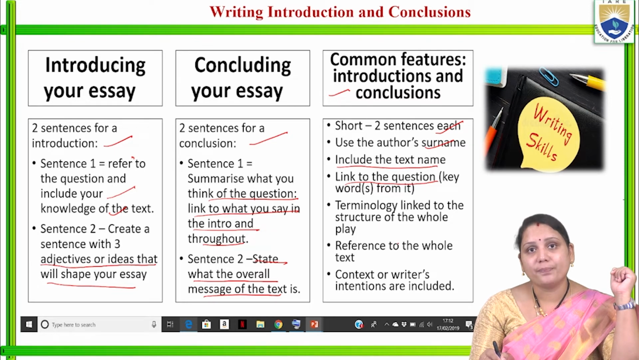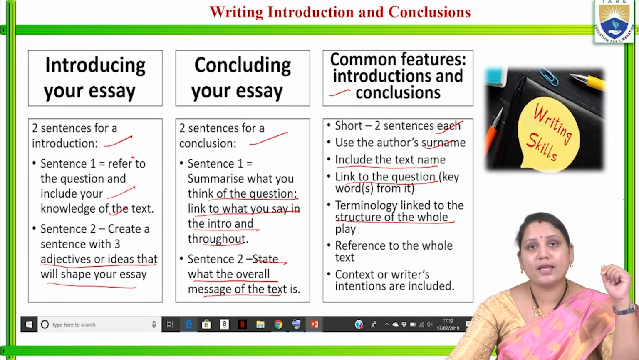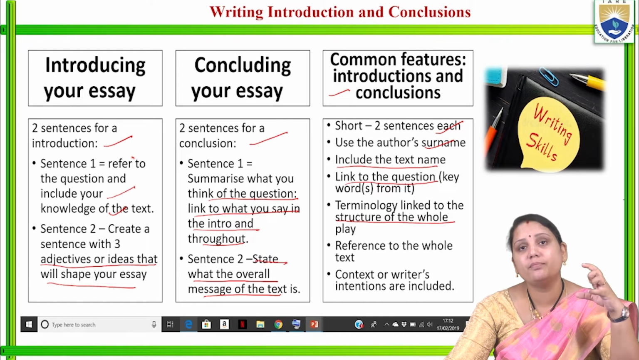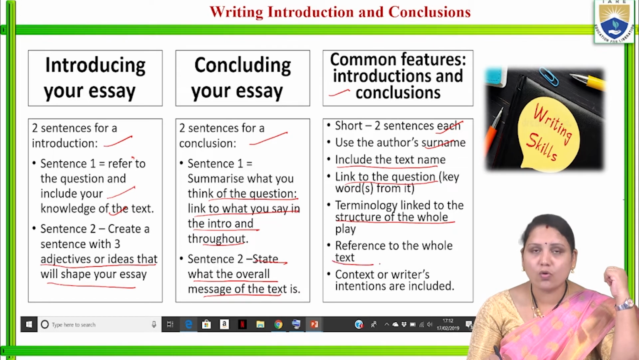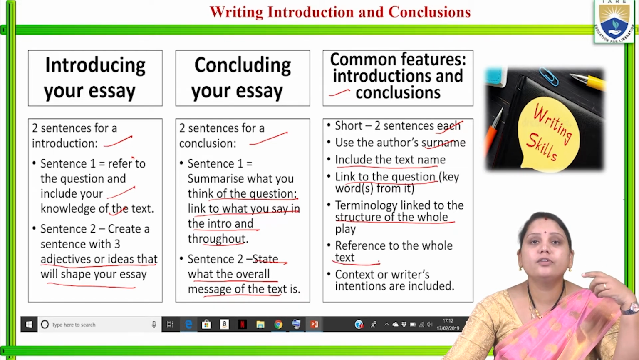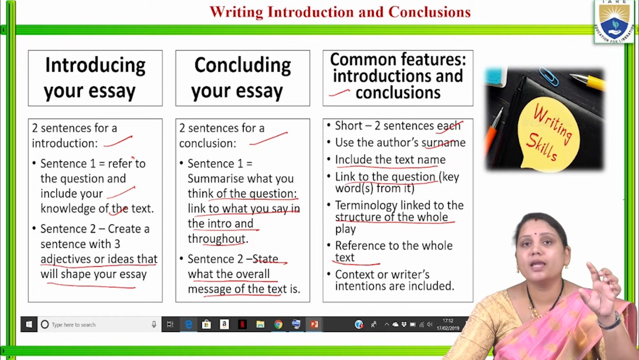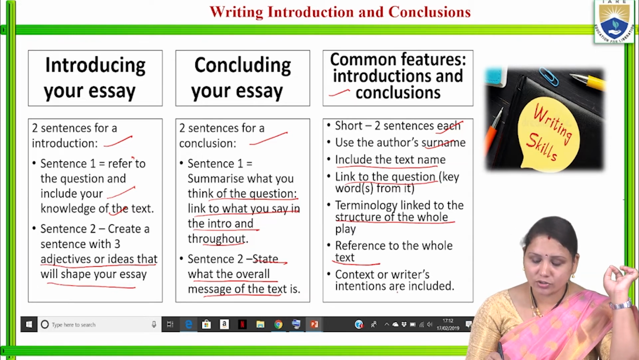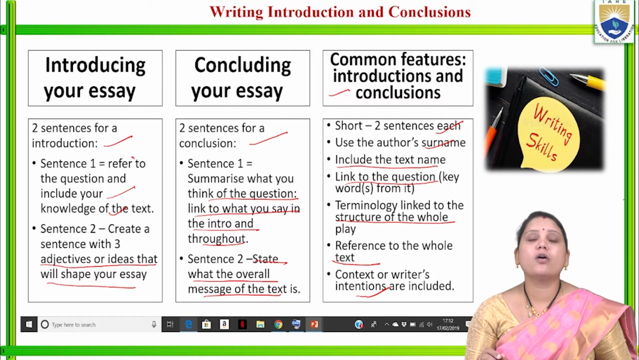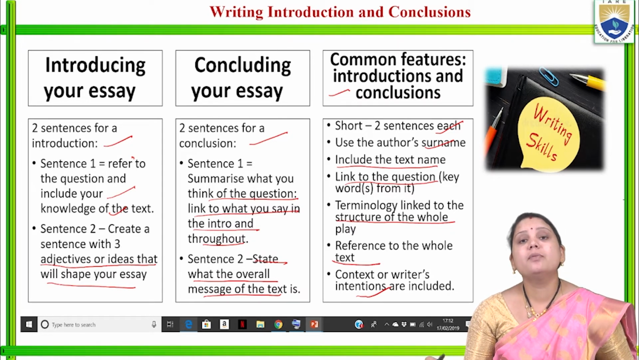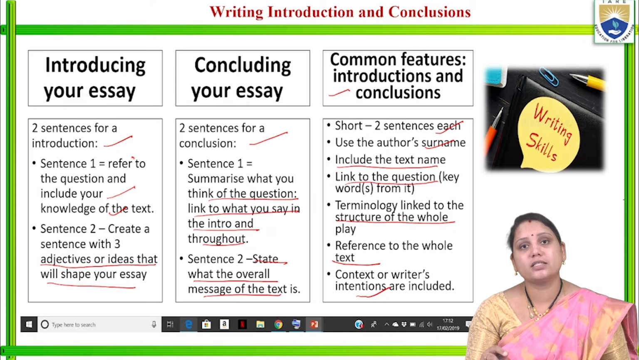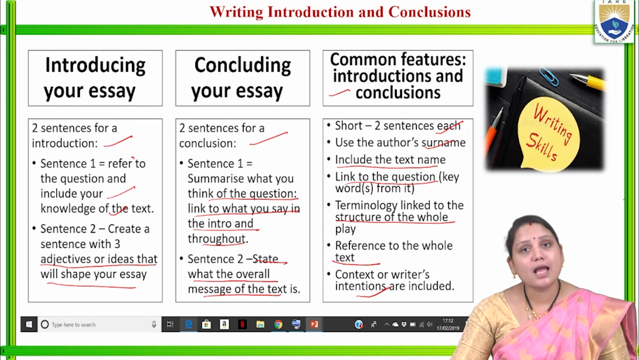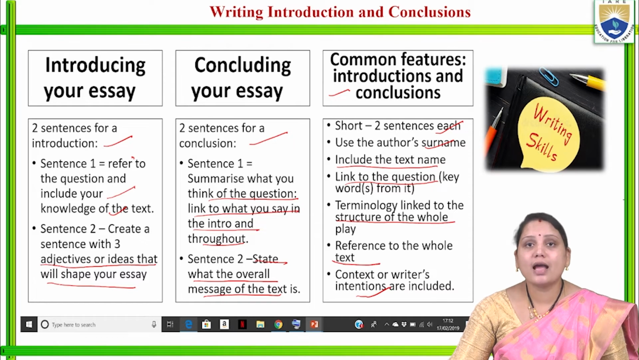Next, terminology linked to the structure of the whole play. What is a terminology? What is a word-based thing you are going to use with this? Next, reference to the whole text. How you are going to refer to the whole text will be addressed here. Next, context or writer's intentions are included. Or what is your intention in providing in this context? This particular situation is more important. So, this is one of the examples that we are using for the introduction and the conclusion in an essay.